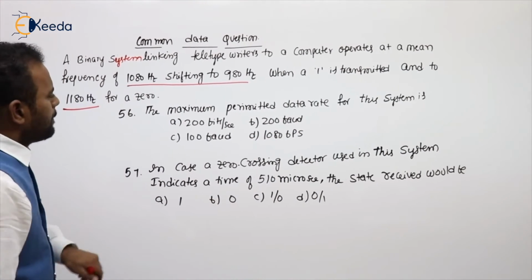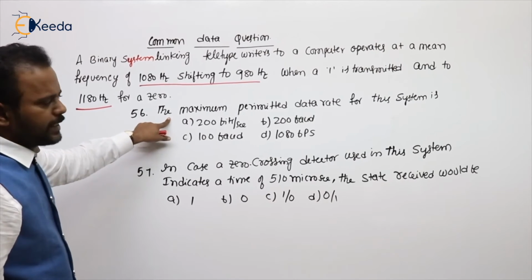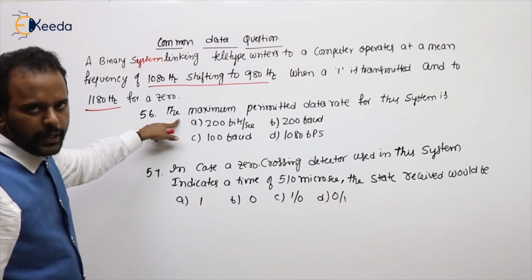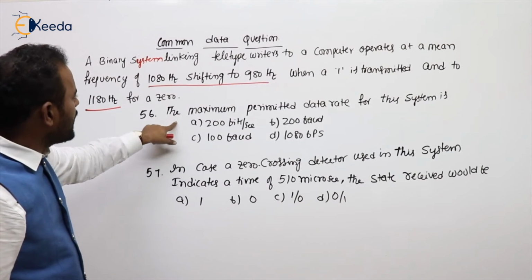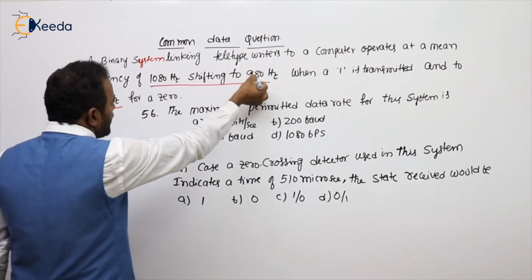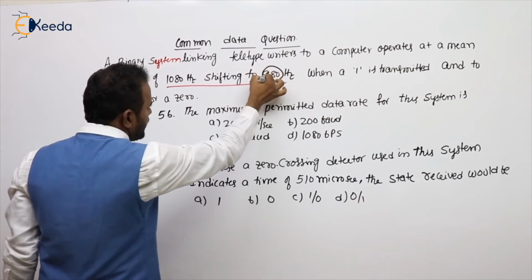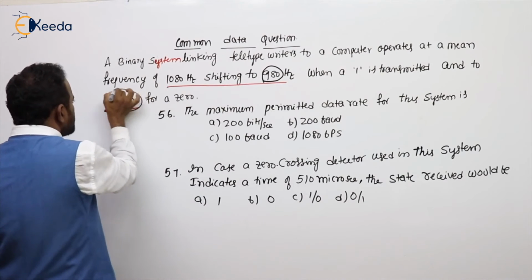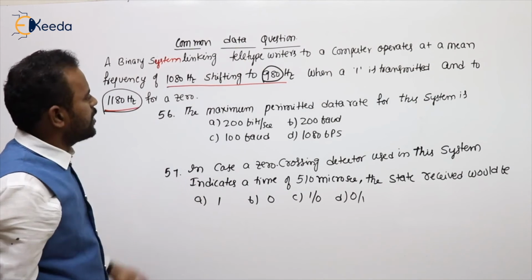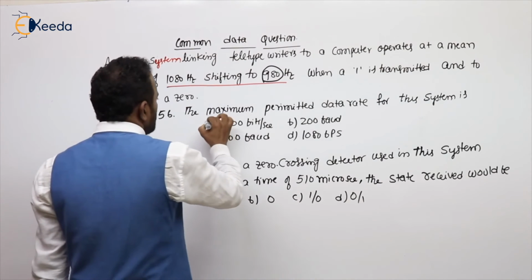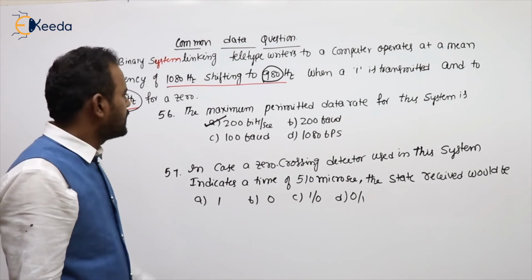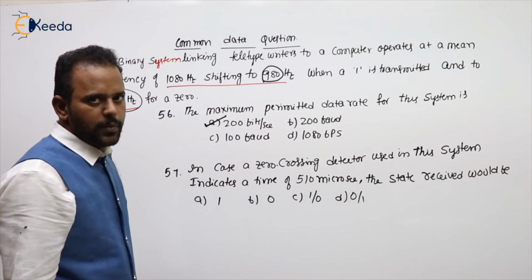Try to see. Maximum permissible data rate is nothing but the bandwidth, Rb. Rb is nothing but bandwidth. What is the bandwidth? From where to where are we using, 980 to 1180. So the lower frequency is 980, the higher frequency is 1180. What is the bandwidth? Highest minus lowest. How much will come? 200. So 200 bits per second. Not the baud rate, it's bits. 200 bits per second. Nothing else is there in the problem.